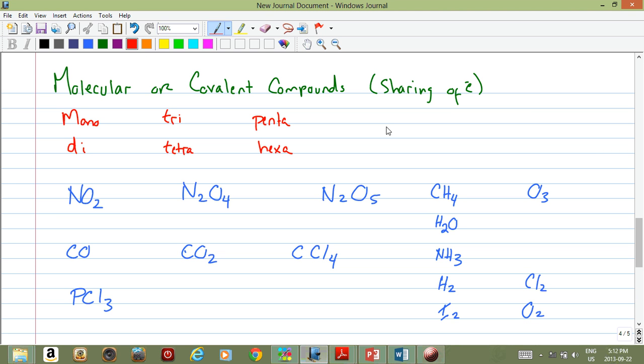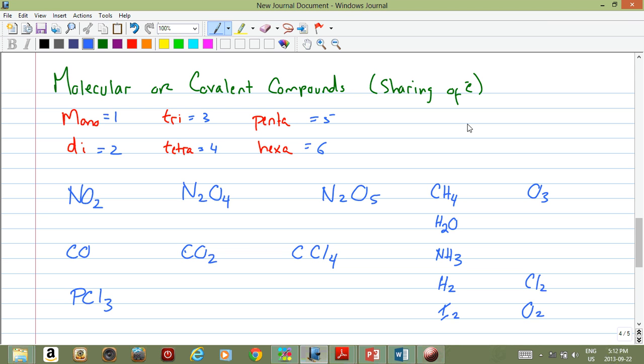Here they share electrons. And this is a little bit trickier when it comes to figuring out names and formulas, because if you remember with ionic compounds, you use something called a crossover rule. But with molecular compounds, it's a little bit trickier, and you have to use prefixes. And I'll show you what I mean. So here I have 6 prefixes. Mono means 1, di means 2, tri means 3, tetra means 4, penta means 5, hexa means 6.